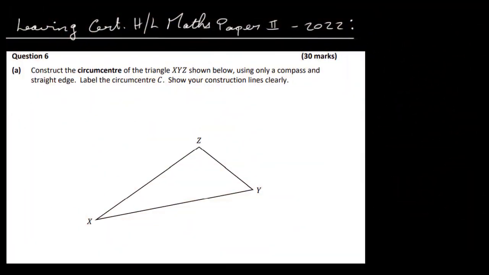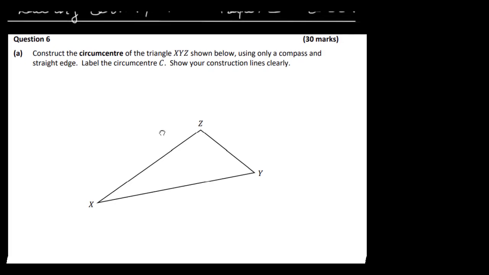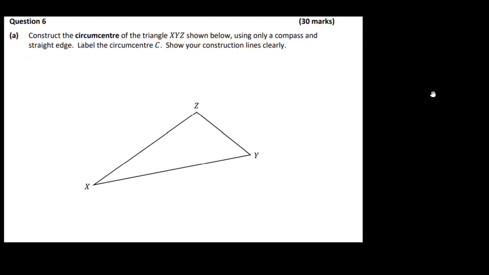Okay, so let's have a look at the Leaving Cert Higher Level Maths Paper 2 for 2022, and this is question 6. Now, this is a geometry type question, and first thing we have to do is construct a circumcenter of the triangle XYZ shown below using a compass and a straight edge. Label the circumcenter C and show your construction lines clearly.